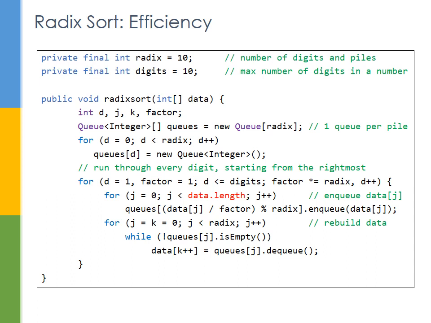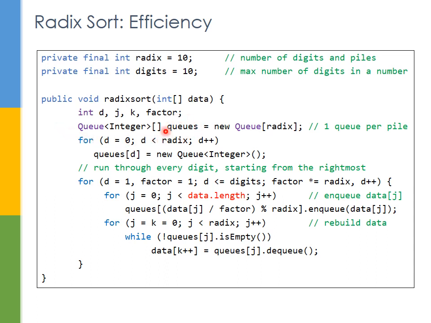We also have digits, and digits has a value of 10 over here, and this represents the number of digits that the Radix sort algorithm can expect to have to deal with. Then we have the actual implementation of our sorting algorithm, and we can see that it receives an array called data, which is the array that needs to be sorted. The first step that needs to be performed is we need to create a list of queues. And this is exactly what we do over here.